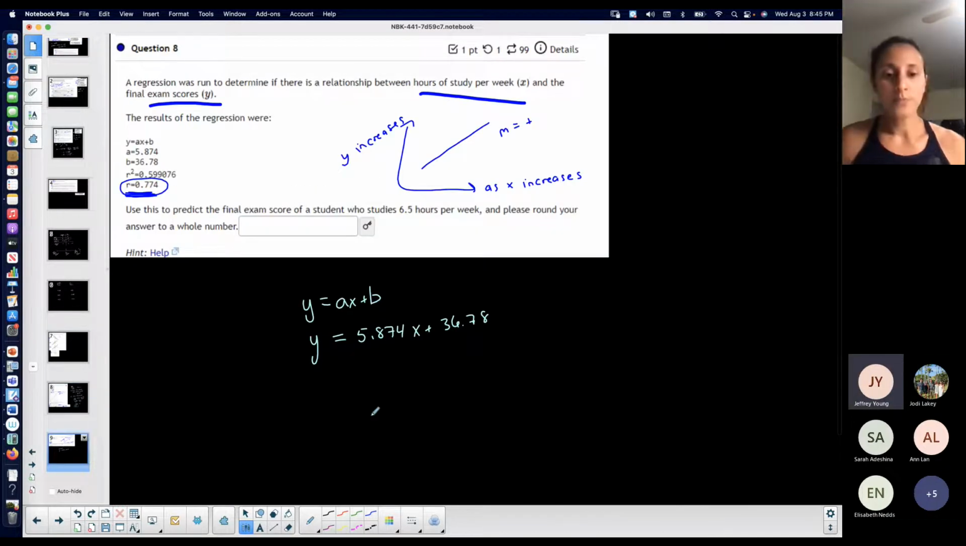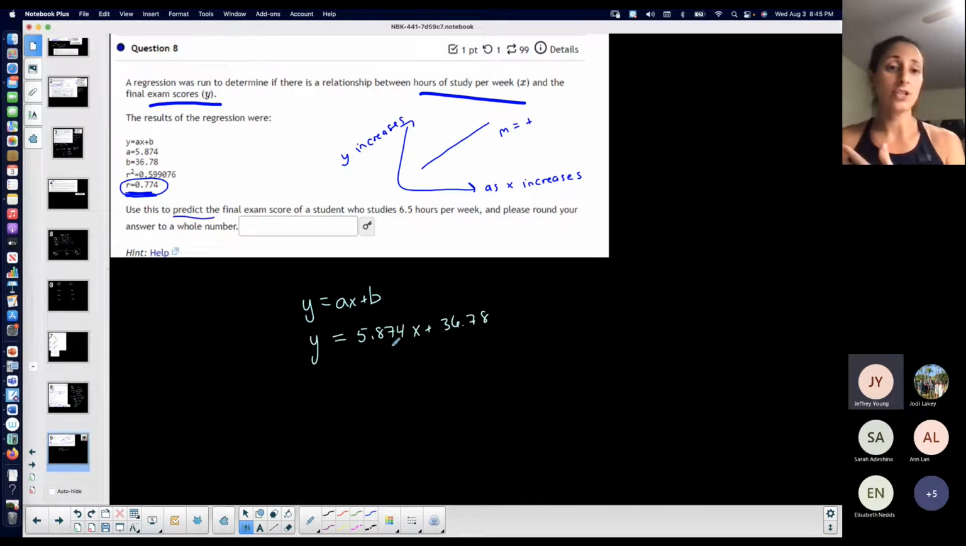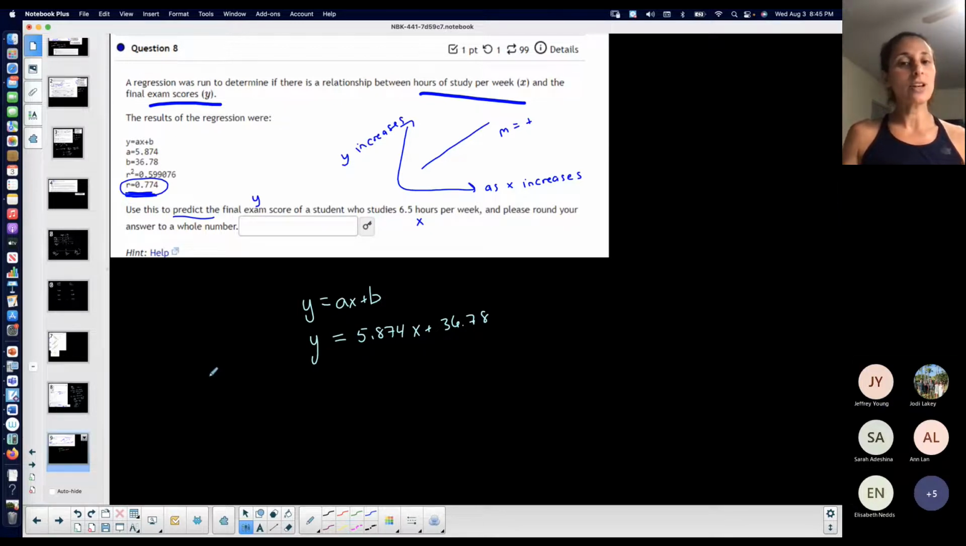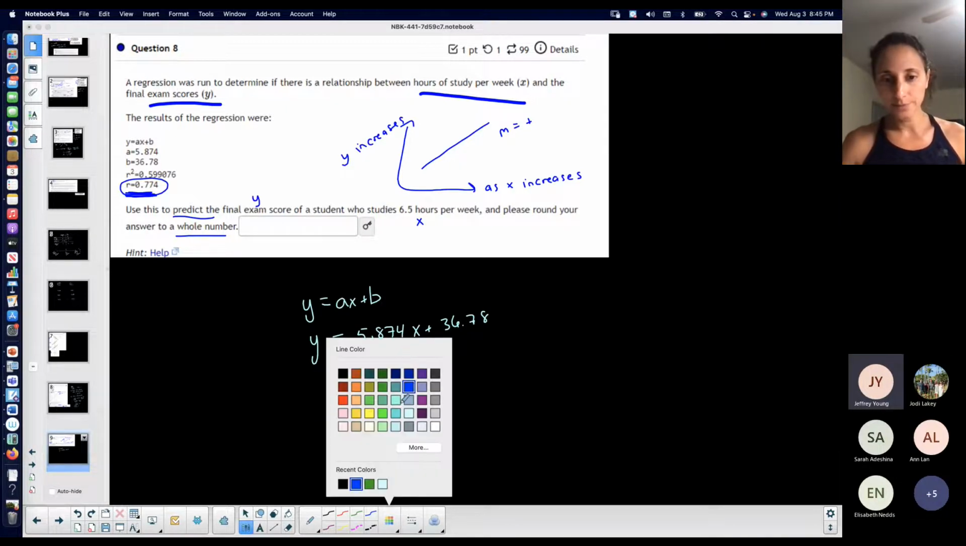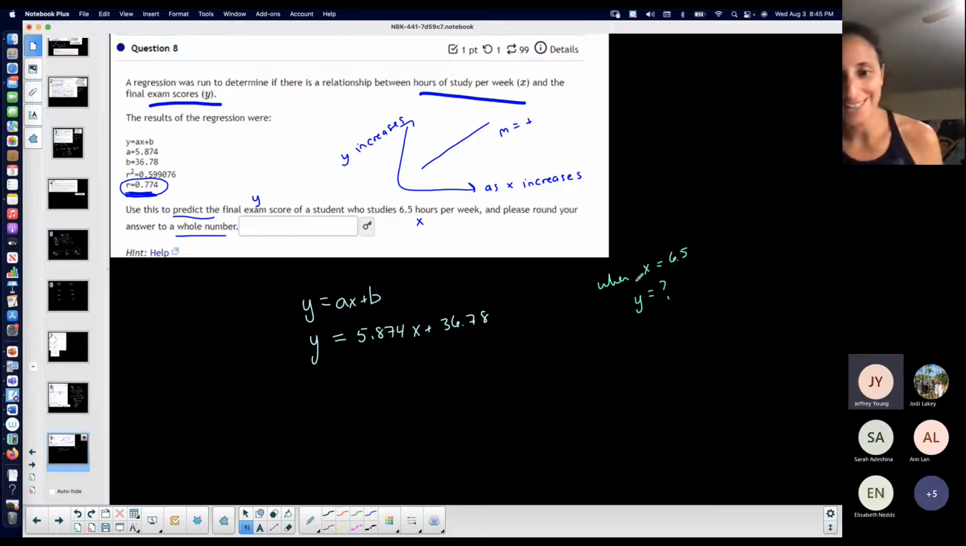So let's see what we want to do. Use this to predict. Prediction. Use the equation. That's what predict means. Use your equation. Predict the final exam score, which is y, of a student who studies 6.5 hours per week. They gave us x. And please round your answer to a whole number. So, in other words, they're saying, when x is given to be 6.5 hours, what is y? Right? In mathematical words, that's what they're saying.